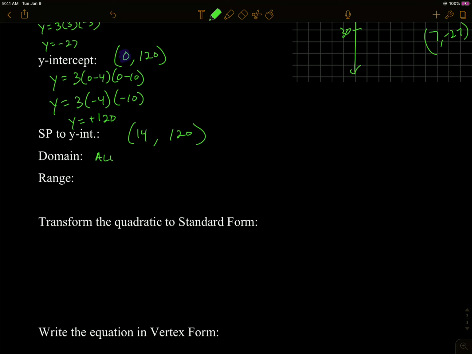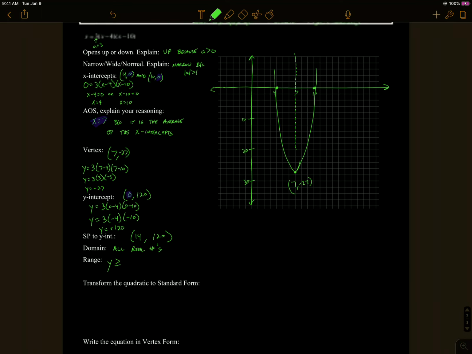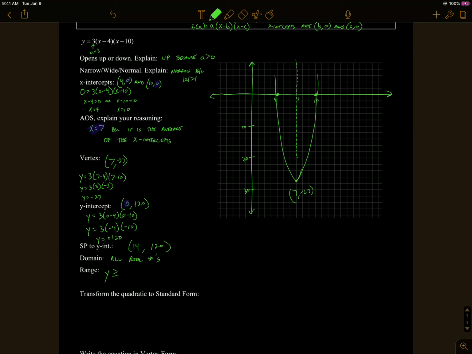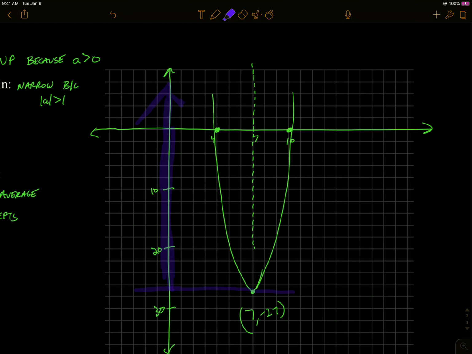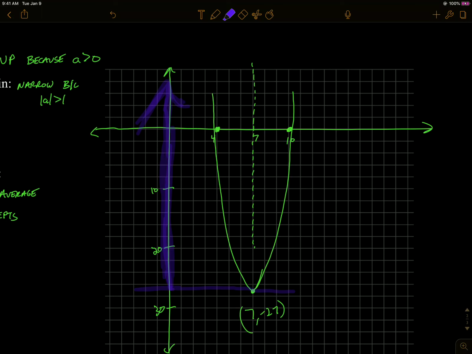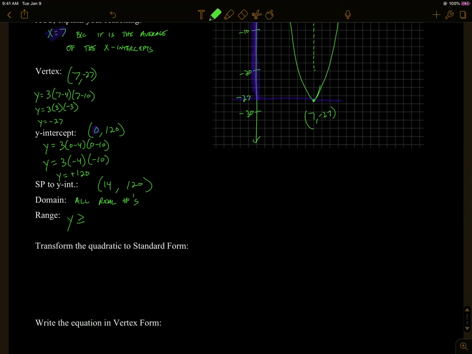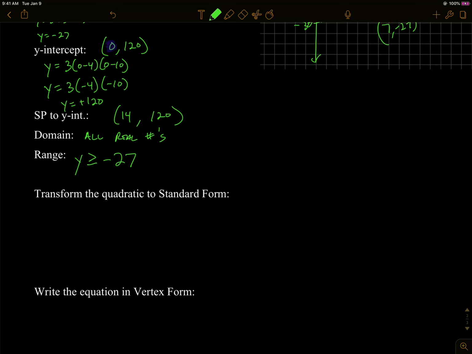Our domain is always all real numbers. Our range is going to be y is bigger than or equal to, because my parabola opens upward. So it's going to be all the y's, right? If I look across here, all the y's that are bigger than, so we're going in this direction, right? All these y's. And that is at what? Negative 27. These are all negatives. At negative 27 or higher. So y is going to be bigger than or equal to negative 27.